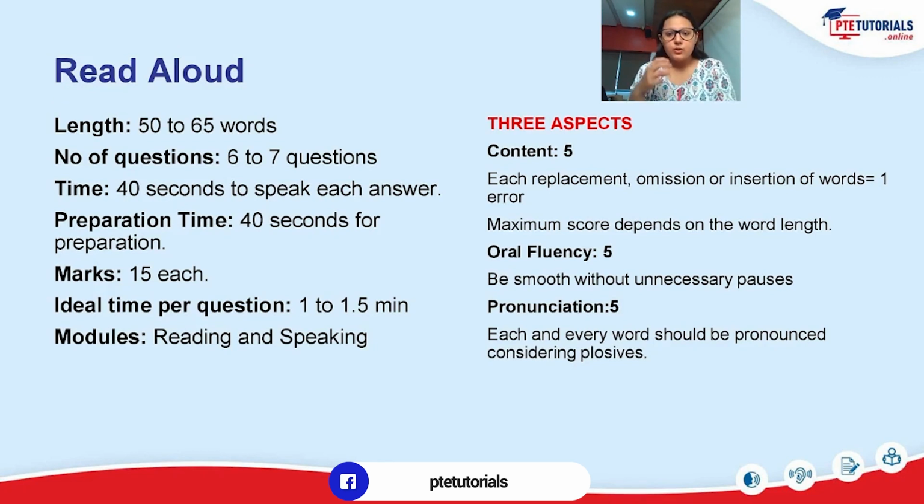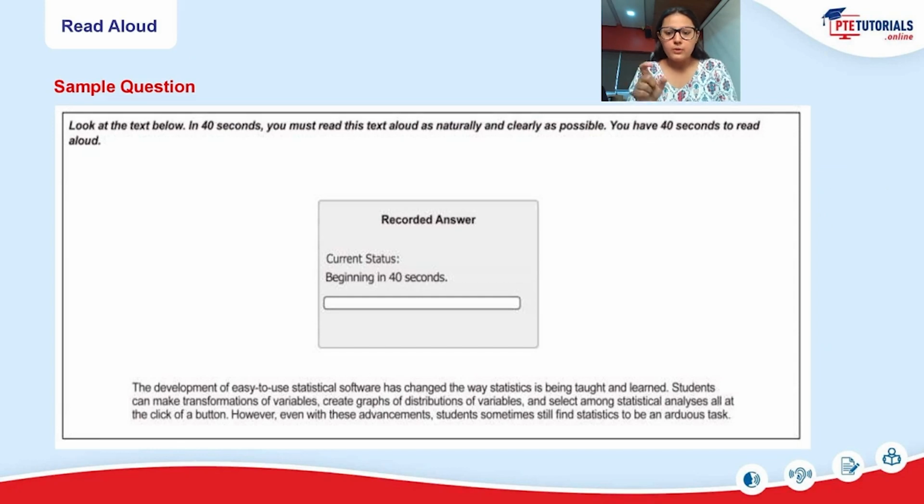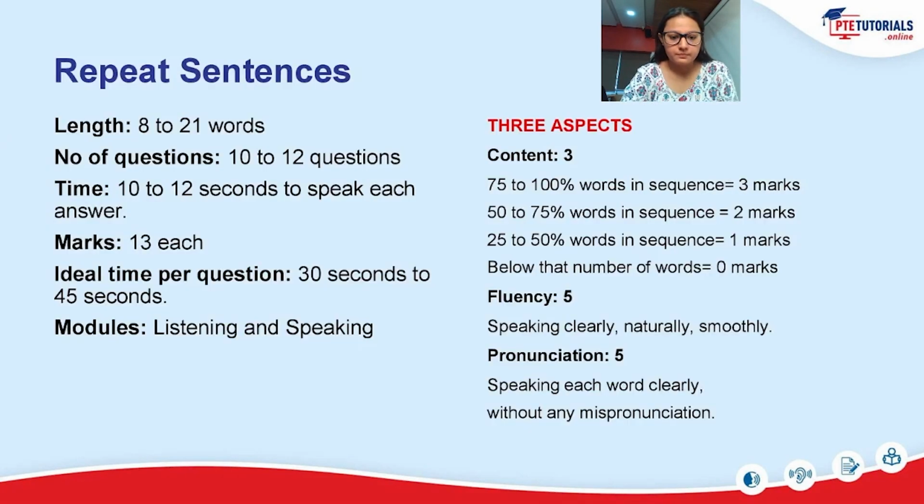Always try to work on 3 things: content, fluency, pronunciation. Whatever passage you are speaking, speak it confidently, without any hesitation, without any fumble, and you will get 5 on 5 very easily in fluency. For pronunciation 5, speak it clearly. For content 5, make sure that you are not omitting or inserting any word from the passage, not even singular or plural errors like student or students, right? Analysis or analyze, right? So those errors must be avoided.